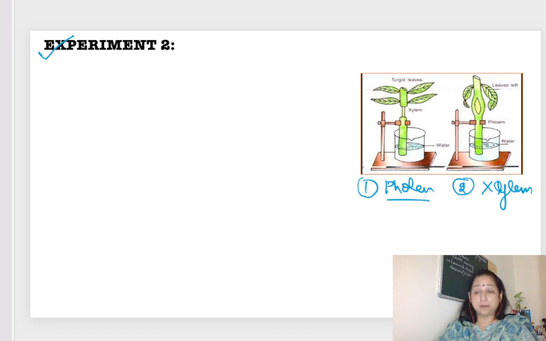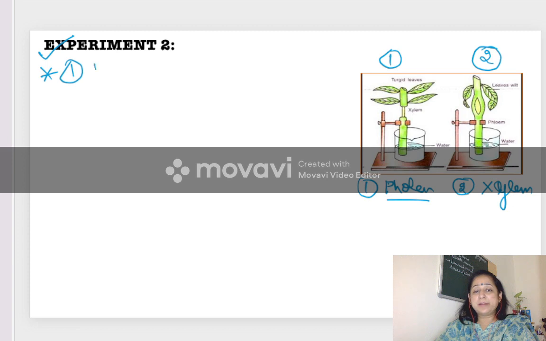So what do we do here in setup 1? Suppose we write it as setup 1, and this is setup 2. In setup 1, as you clearly see, xylem is there but phloem is removed.